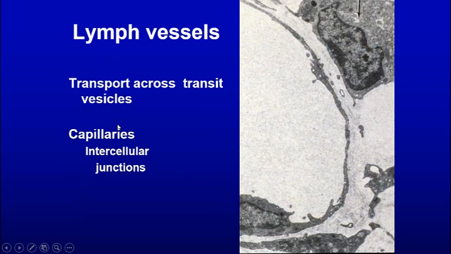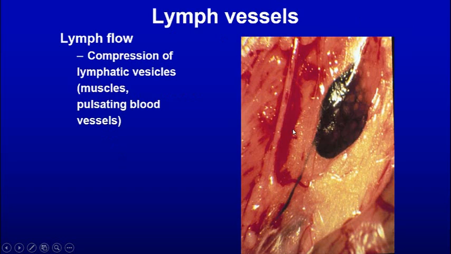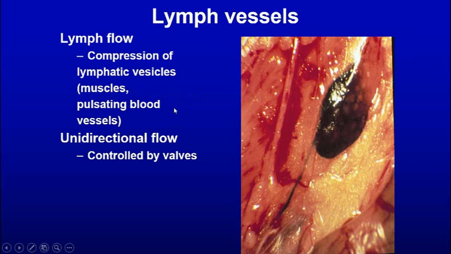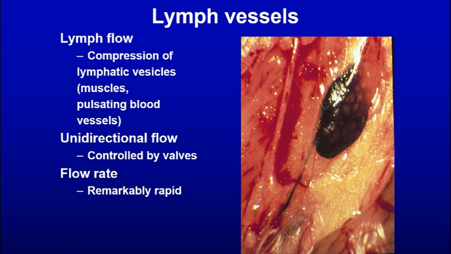And so the lymph vessels themselves are very, very thin walled, and they have little anchoring things that kind of hold them open. They're composed of lymphatics, muscle, pulsating, things like that is what makes them flow. Unidirectional flow is controlled by valves. You have valves in the lymphatic vessels, and the rate is remarkably fast.